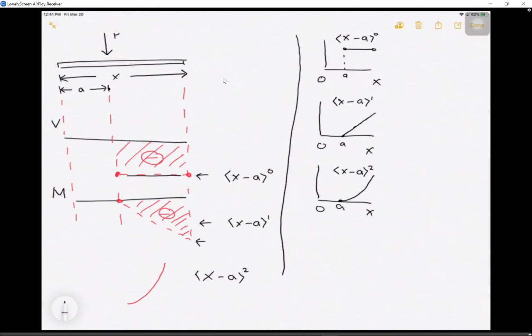We also discussed last time that we can treat a singularity function as a variable if we're going to perform integration or differentiation.